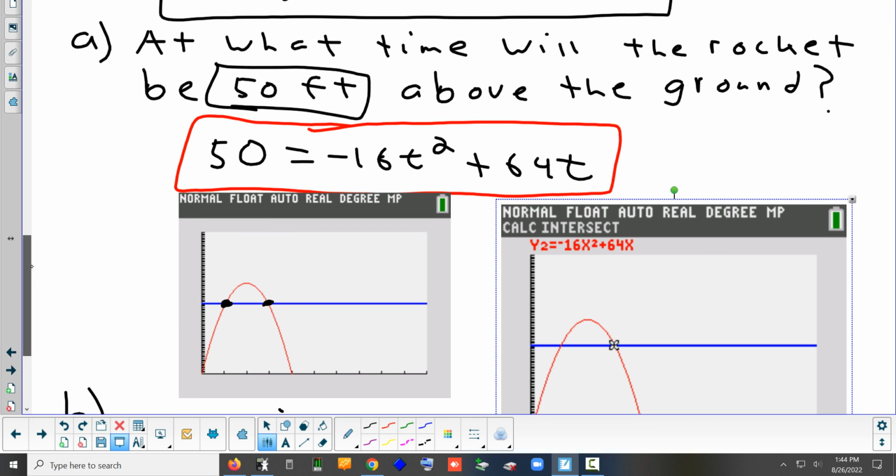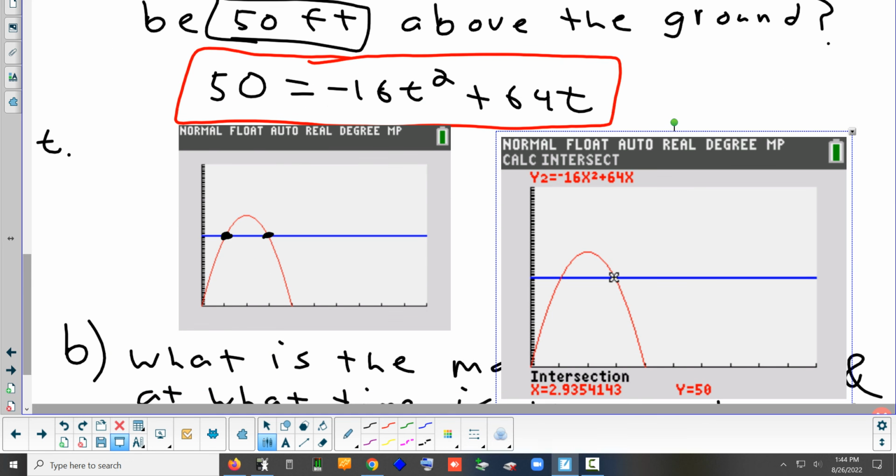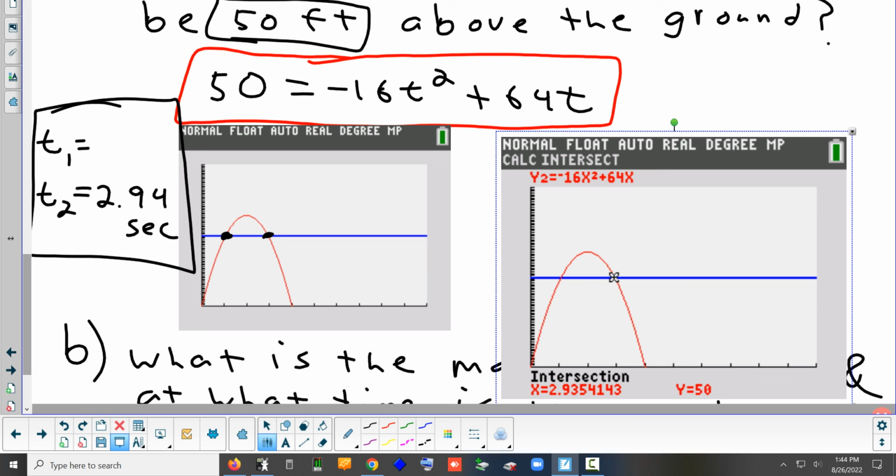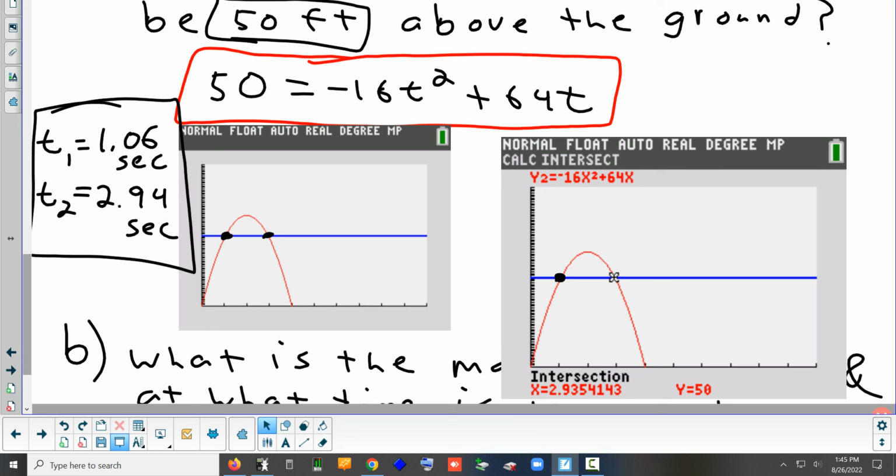So what time will it be 50 feet off the ground? The second time is 2.94. Does anyone have the first time? 1.06. That's on the way up. Those are the 2 times when it's 50 feet off the ground.